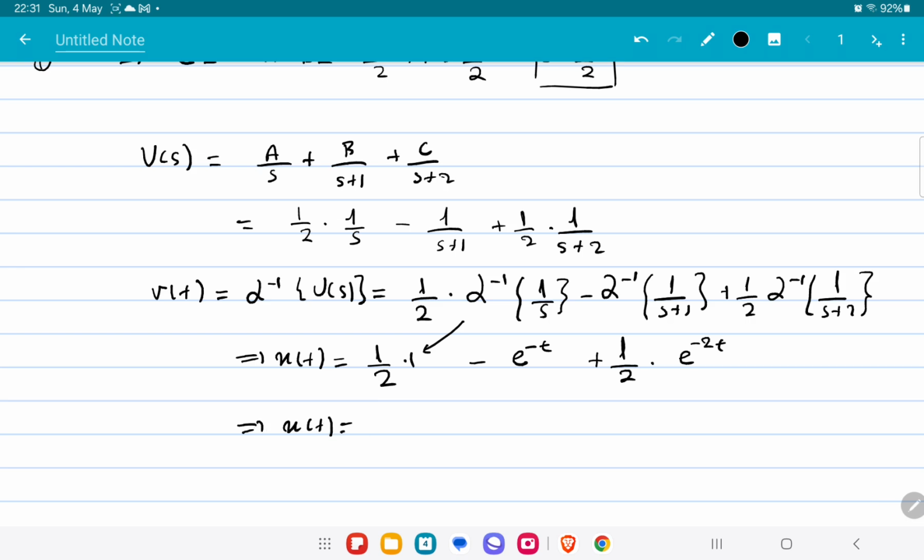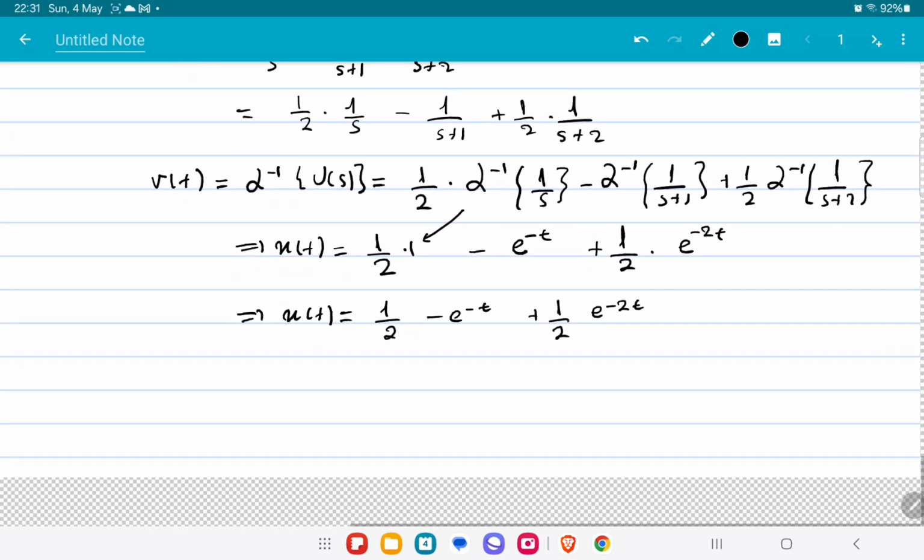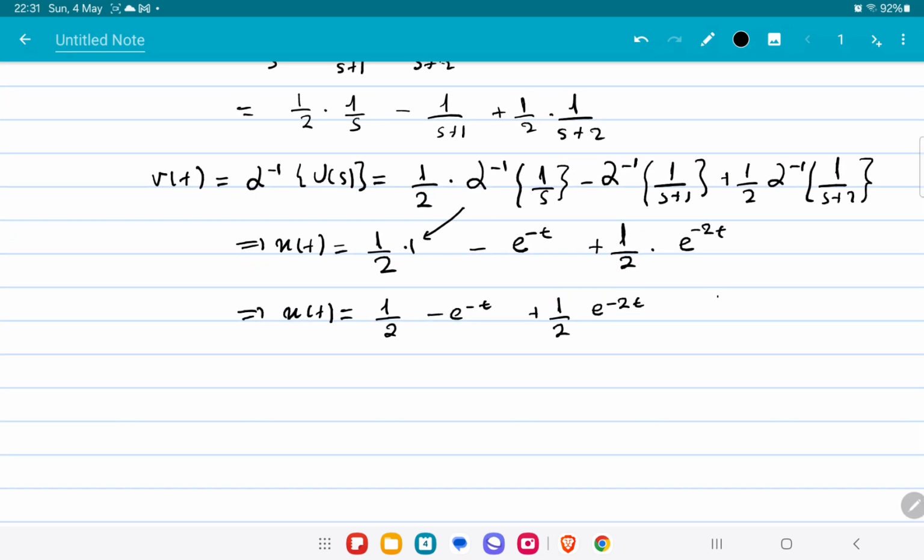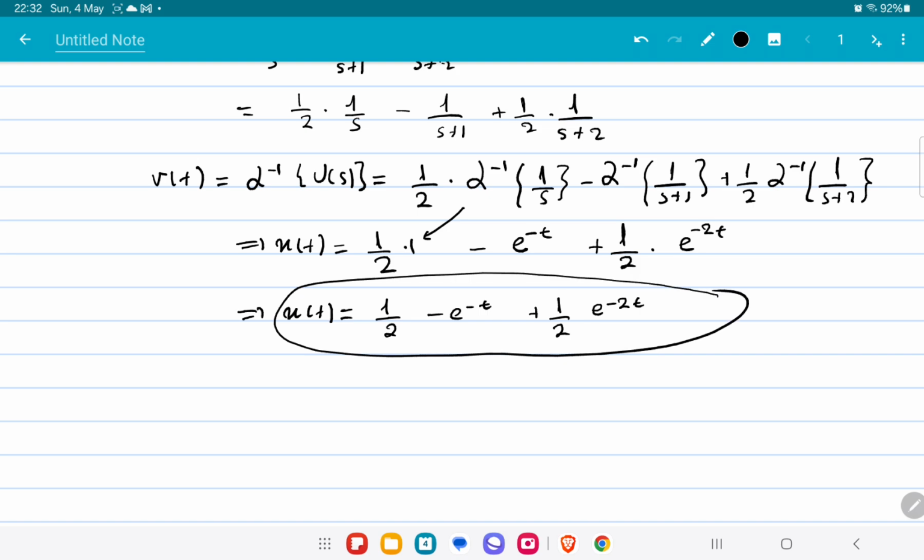So my u of t is going to be a half minus e to the minus t plus a half e to the power of minus 2t. That is my final solution.